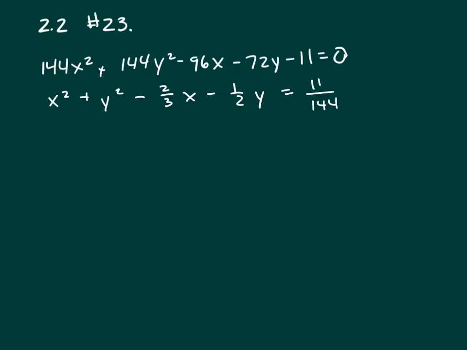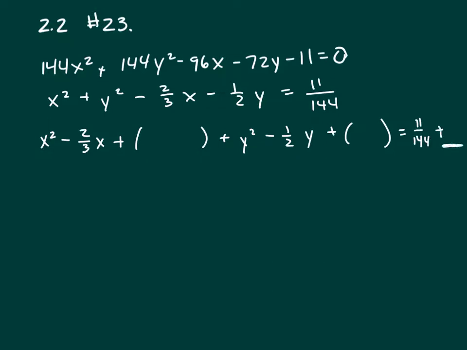as well. So now let's get our x's together. That's x squared minus 2/3 x. Of course, I'm going to add something here when I complete the square. This is y squared minus 1/2 y. I'm going to add something. And then on the other side, I've got 11 over 144, and I'm going to add something to that side as well, because whatever you do to the left side of the equation, you've got to do to the right side.